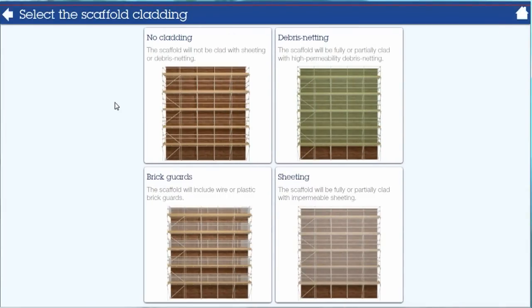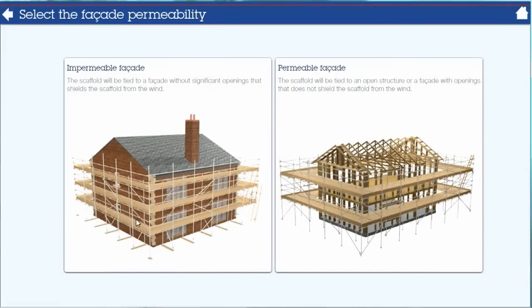Now we choose how our scaffold is going to be clad. Is it unclad, brick guarded, debris netted or solid sheeted? We'll choose a brick guarded option. Now we have to consider the facade itself. Is it a solid impermeable facade or a permeable facade that the wind can flow through? We'll choose a solid facade option.